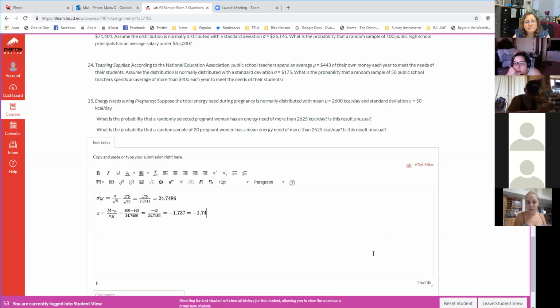So 1.74. And I have another question. Here it's asking you more than 400, right? So are we looking up now, in the tail or the body? So here, remember, we're looking for the probability that M in this case is larger than 400. I'm assuming it would be in the tail because it's towards the negative.